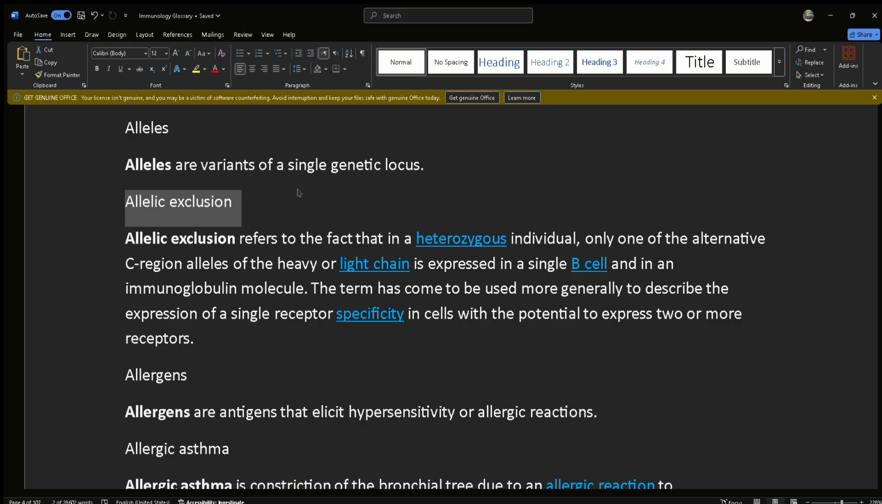The term has come to be used more generally to describe the expression of a single receptor specificity in cells with the potential to express two or more receptors. In allelic exclusion, we get two chromosomes, so it means two genes, so one gene has to be inhibited and one has to be expressed. The first that starts expression will inhibit the other one.